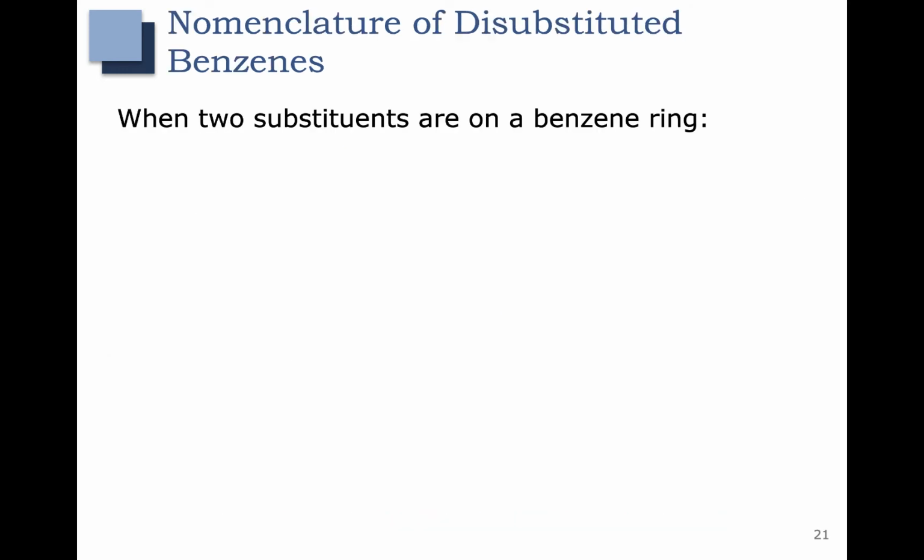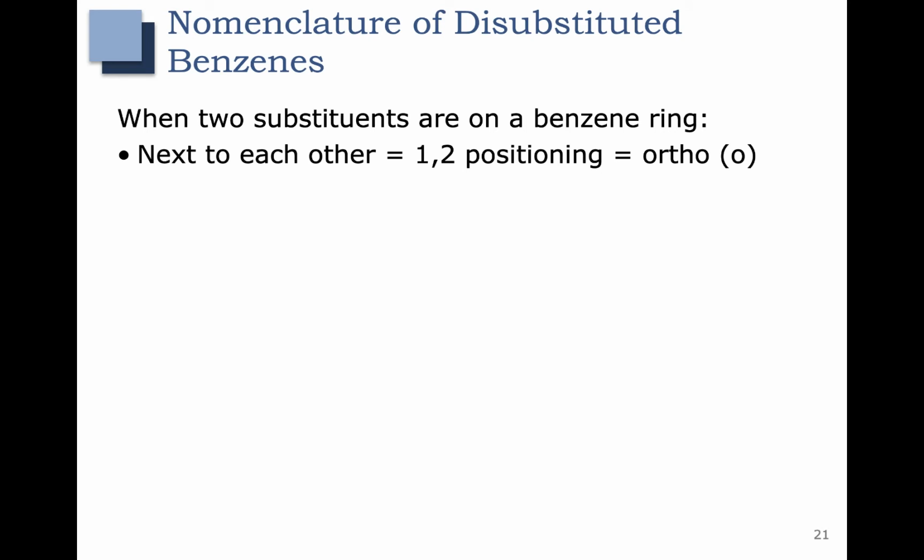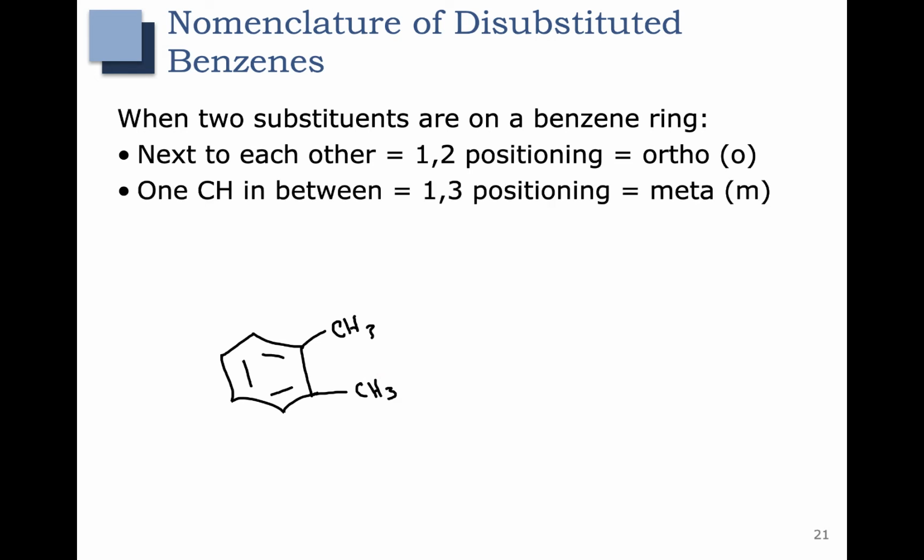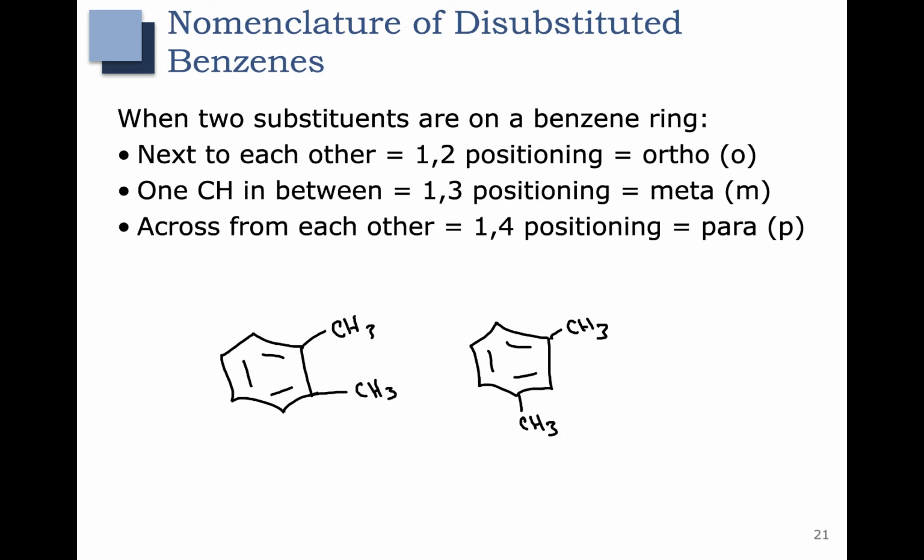First, let's start with nomenclature of disubstituted benzenes. When you have two substituents on a benzene ring, you can name them based on their orientation. For example, if they are directly next to each other or have 1-2 positioning, we would call that ortho. An example of ortho positioning is shown here. These two groups would be considered to be ortho to each other. 1-3 positioning is meta. Here's an example of 1-3 positioning. And then if the groups are across from each other on the benzene ring, they are considered to be para.